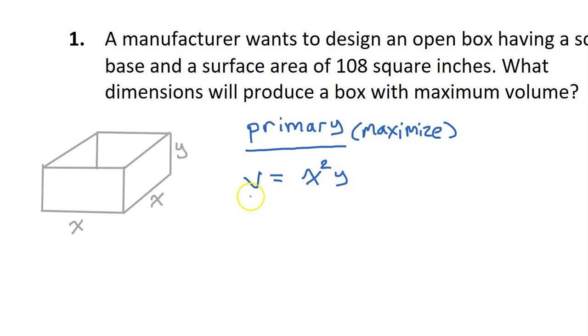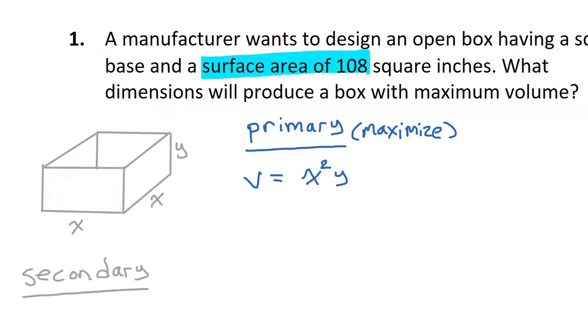Ultimately, we will have to take the derivative of this equation. But when we do that, we don't want there to be two different variables. Somehow we need to turn this into an equation of volume that has only one variable in it. To make that happen, we are going to need a secondary equation. In this problem, the secondary equation will come from this statement right here that I highlighted in blue. The surface area is 108 square inches.